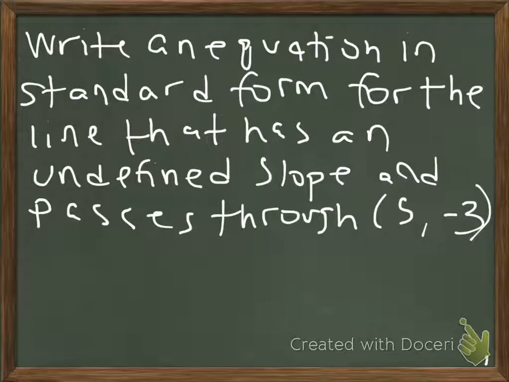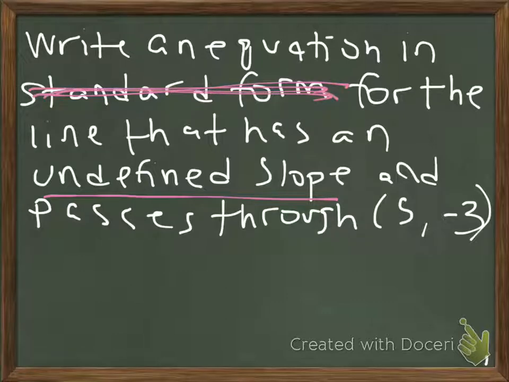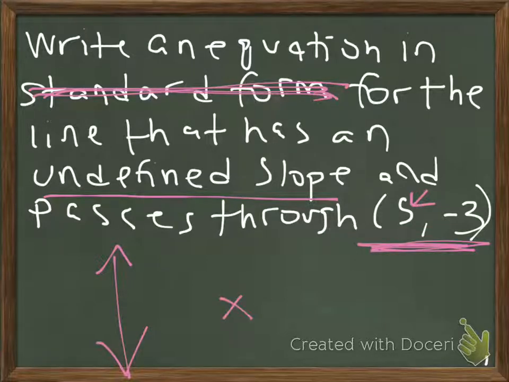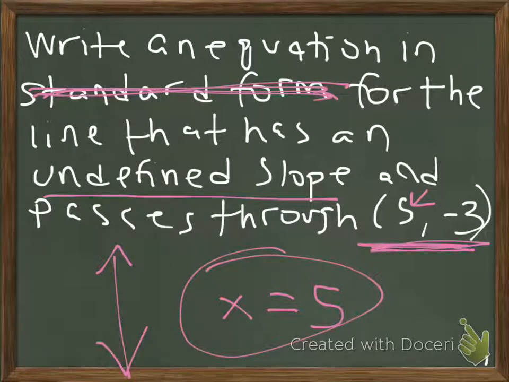Here we need to write an equation in standard form. Now, the form doesn't necessarily matter because in this case we have an undefined slope. So we can just ignore the fact that it says standard form, and we're going to use whatever form we can to write an equation. Think of an undefined slope on a graph. It's going to be a vertical line. So vertical lines on graphs go through the x-axis. So if we're looking at our point, the x-coordinate is 5. So our equation is just x equals 5, and that's it. So that's not a particular form. That's why I said don't worry about the standard form.